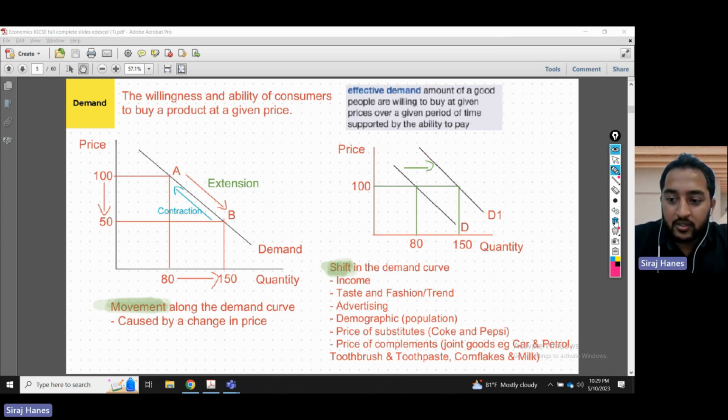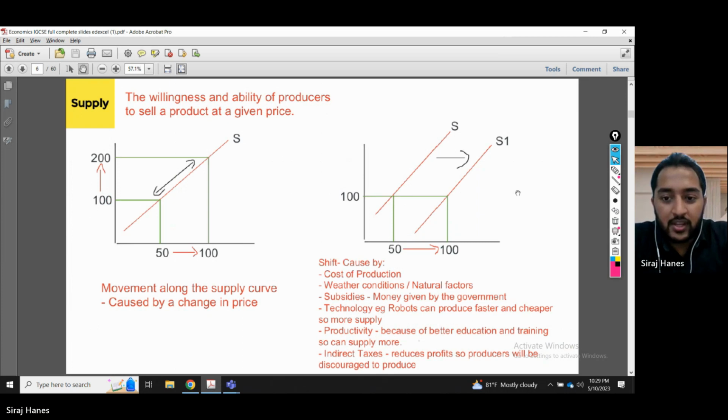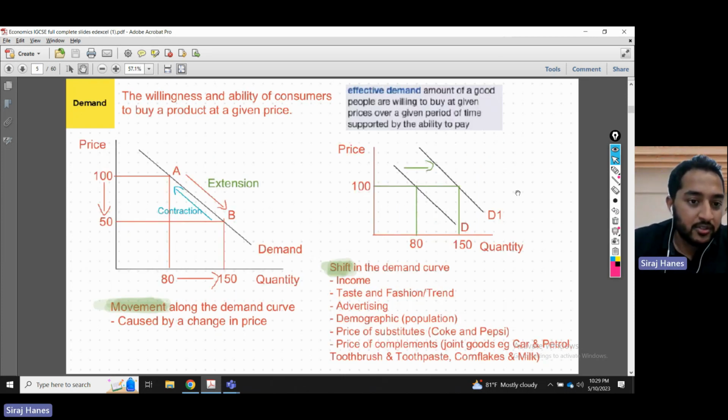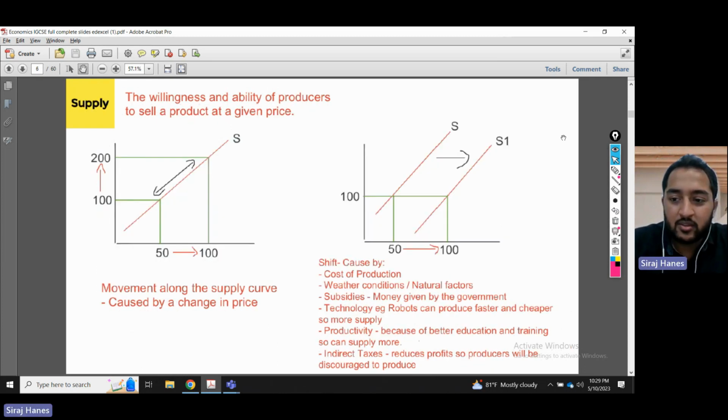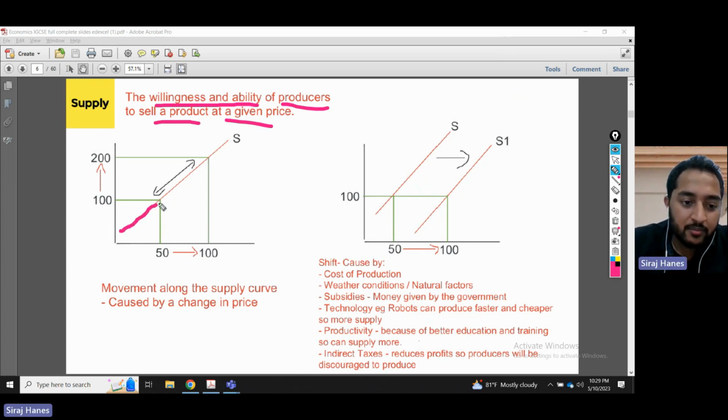What about supply? Supply is about the suppliers, because demand was about the consumers. Supply is about the suppliers or producers. It is the willingness and ability of producers to sell a product at a given price. Just like we saw for demand, except this is not downward sloping, it's upward sloping.